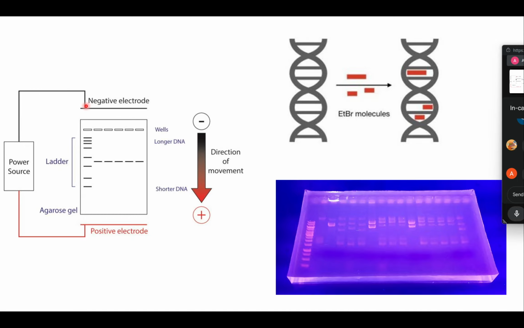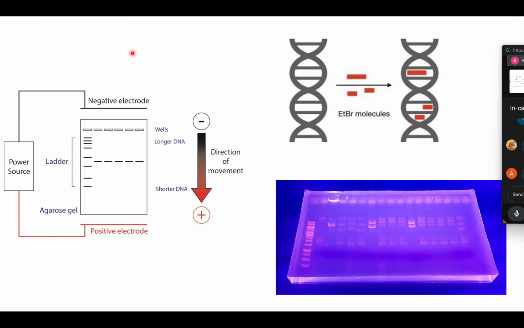So here is another image. You have a negative electrode, you have a positive electrode. The longer and bigger fragments of the DNA will stay closer to the wells towards the negative electrode, and the shorter and smaller fragments will travel very fast towards the positive electrode. And you have different bands essentially.